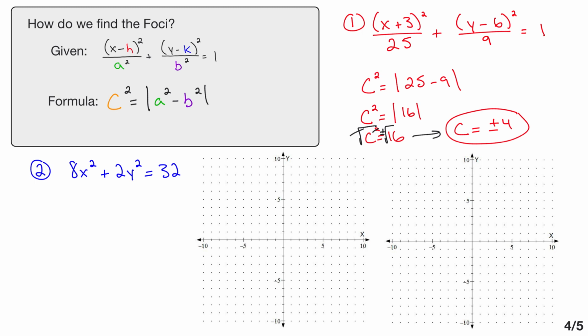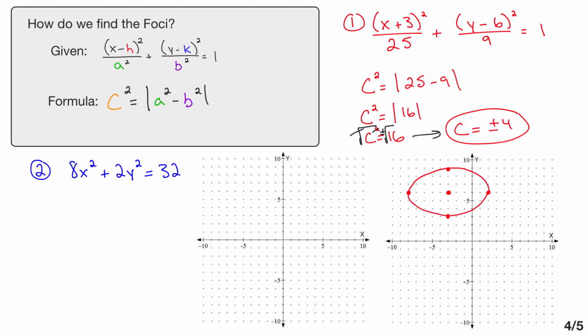So if I was to graph this, I know I'm going to be shifted left 3 and up 6. 1, 2, 3, 1, 2, 3, 4, 5, 6. That's right here. This is my center. And I know that the square root of 25 is 5, so in the x direction I'm going to go 1, 2, 3, 4, 5 to the left, 1, 2, 3, 4, 5 to the right. I know the square root of this number is 3, so I'm going to go up, 1, 2, 3. I'm going to go down, 1, 2, 3. There is my ellipse.